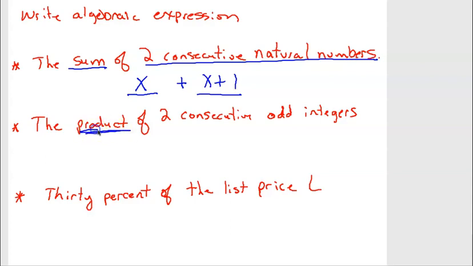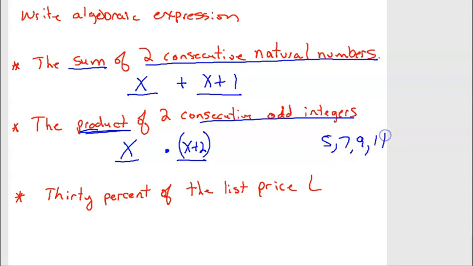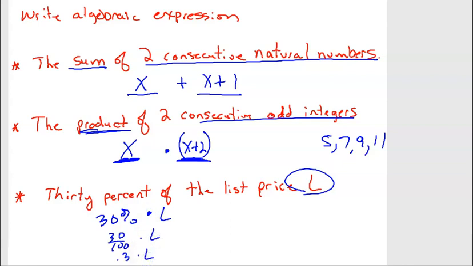The next one says the product, so I'm multiplying two numbers. I don't know what the first one is, and then the next consecutive odd integer. Odd numbers count by 2, like 5, 7, 9, 11. So this is your first, this is your second. All right, 30%, you could write it as literally 30%, or as 30 out of 100, or 0.3. I don't care how you write that, but write it as a percent, fraction, or decimal, the word of, and then times L. So just 30% times L. That's all you really had to do on that one.